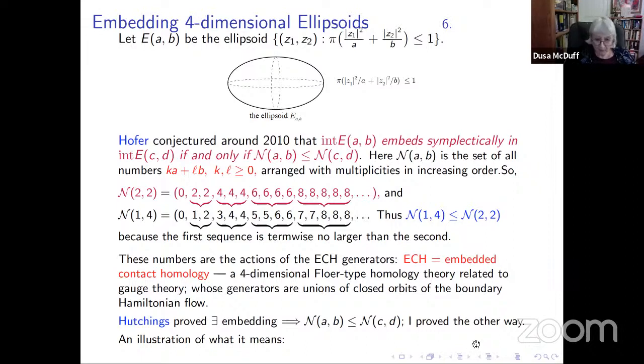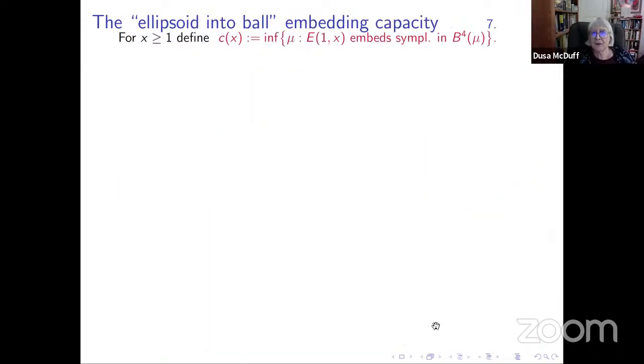But I proved the other way around, that you can actually construct embeddings to prove this conjecture. And here's an illustration of what it means. So this is the ellipsoid into the ball embedding problem. So we define the capacity function, which is the smallest mu such that the ellipsoid E(1,x) embeds into the ball of size mu. That's what it is.